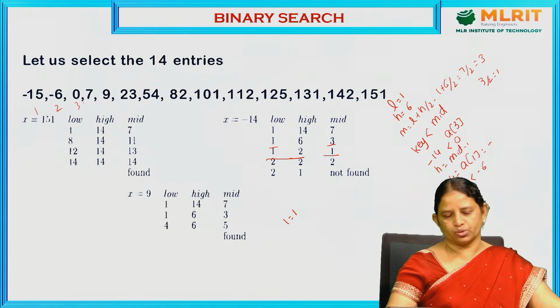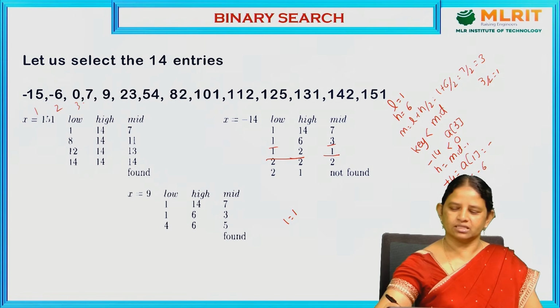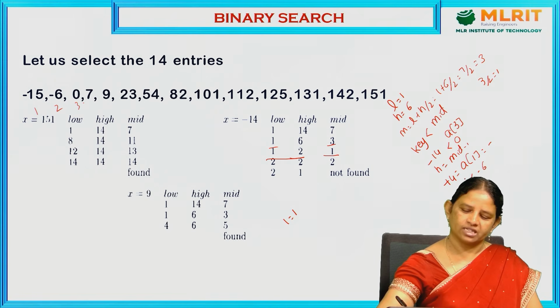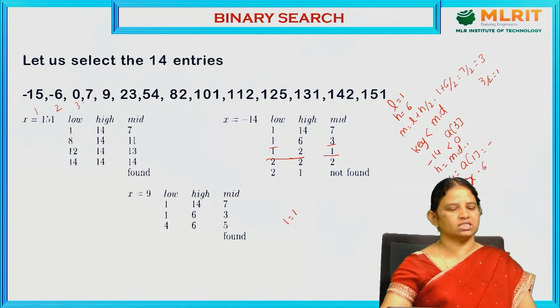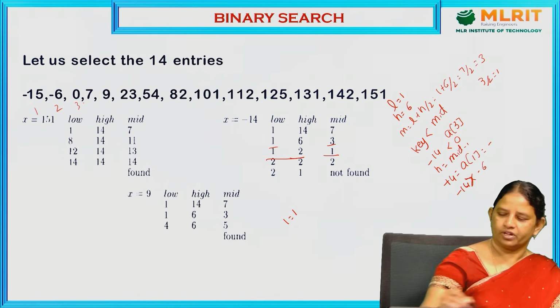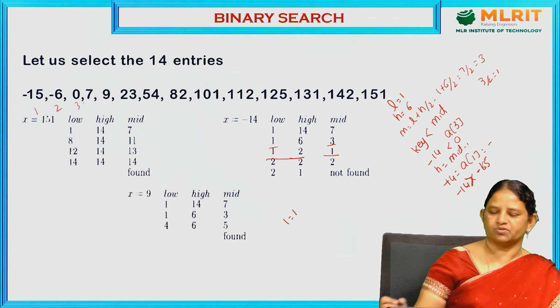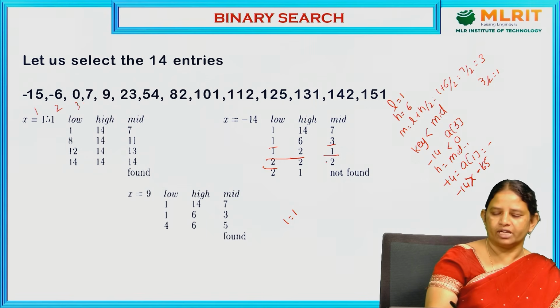So that is true. Then, if it is true, we have to consider it as low. Minus 14 is greater than minus 6. Yeah, what is A of 1? The element in A of 1 is minus 15, not 6. Minus 14 is greater than minus 15. So low equals mid plus 1. That means 1 plus 1. The high value is the same. 2 plus 2 will get 2.